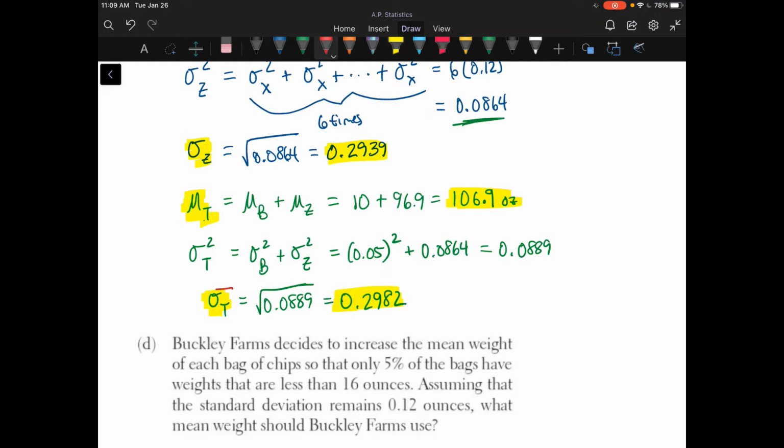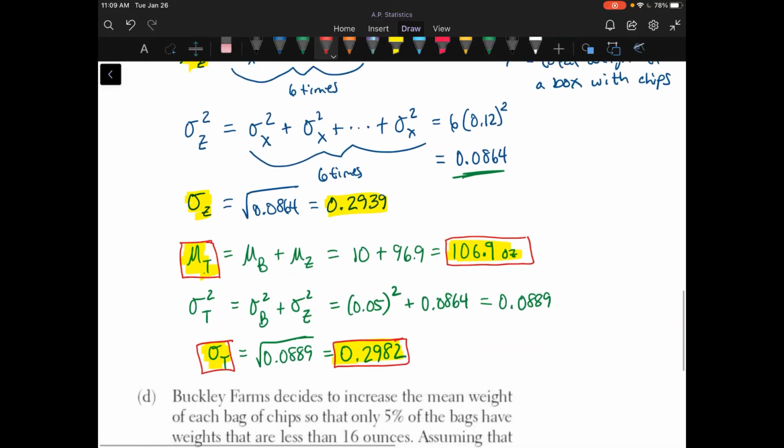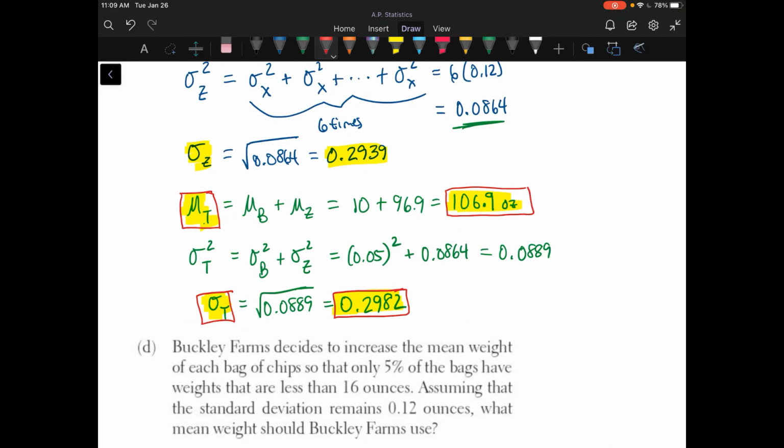And now we have figured out the standard deviation and the mean for the weight of a box with chips. All right, and there we go. So a little bit of working around there, but we get there.